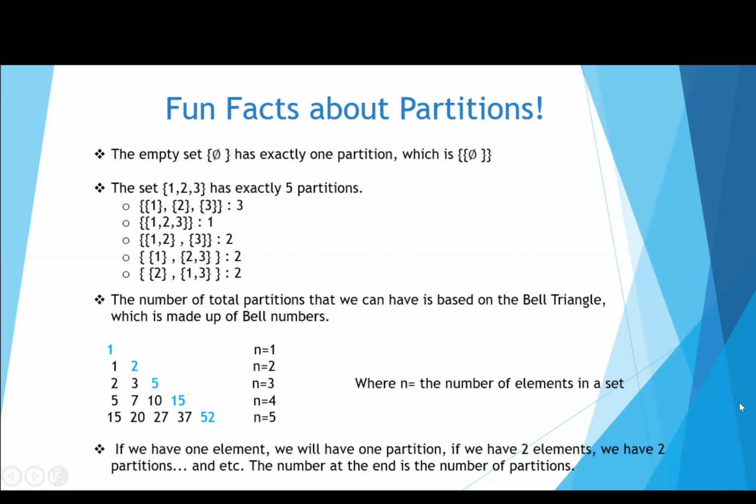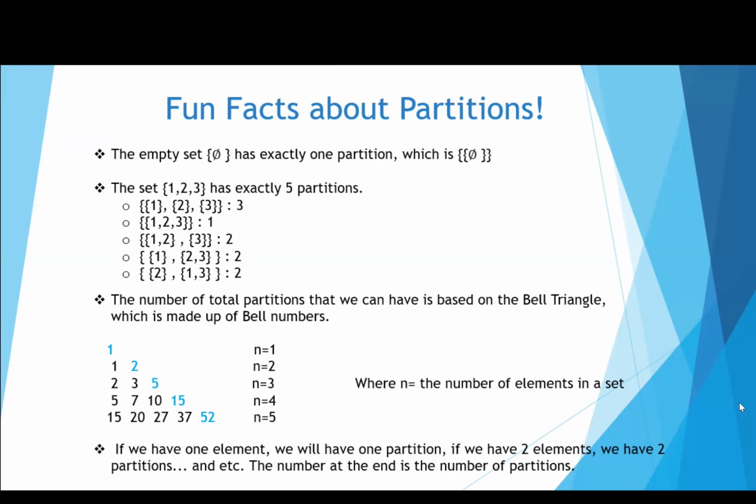Some fun facts about partitions. The empty set has exactly one partition, which is itself, and the set {1, 2, 3} has exactly 5 partitions, which are {1}, {2}, {3}; {1, 2, 3} together; {1, 2} and {3}; {1, 3} and {2}; and {2, 3} and {1}.